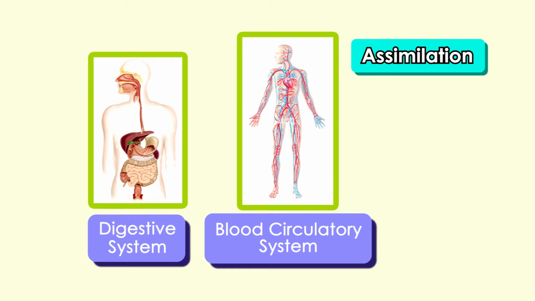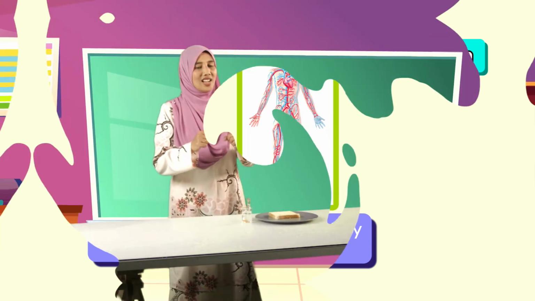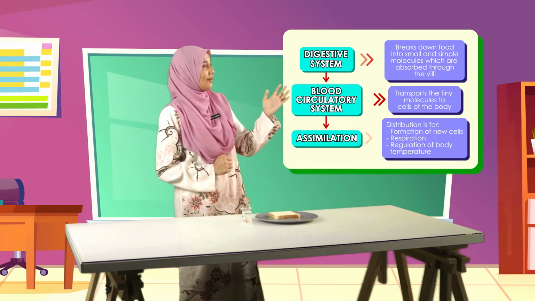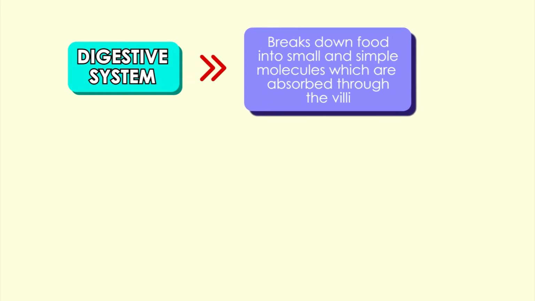To understand more on how these work together, let's look at this flow chart. When food enters the mouth, the food will be digested by the digestive system. The enzymes in the digestive system will break down large and complex particles of food into small and simple molecules so that they can be absorbed into the villi.